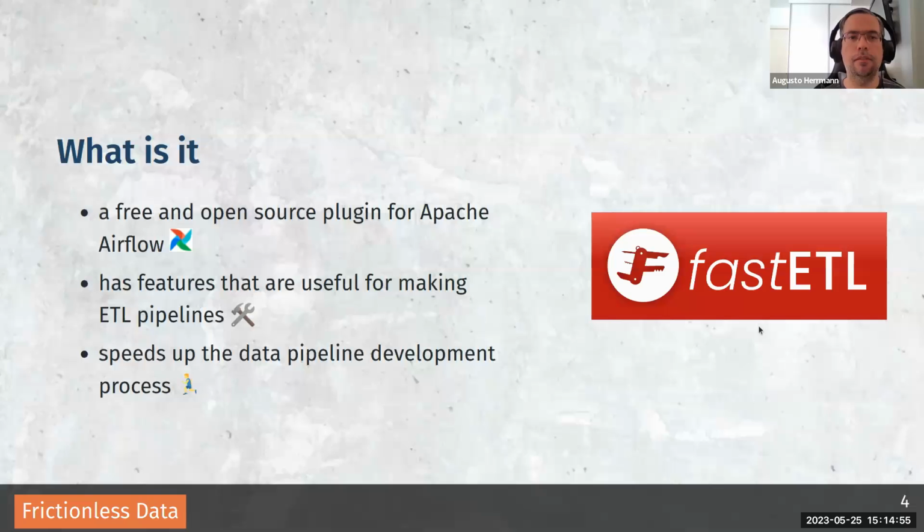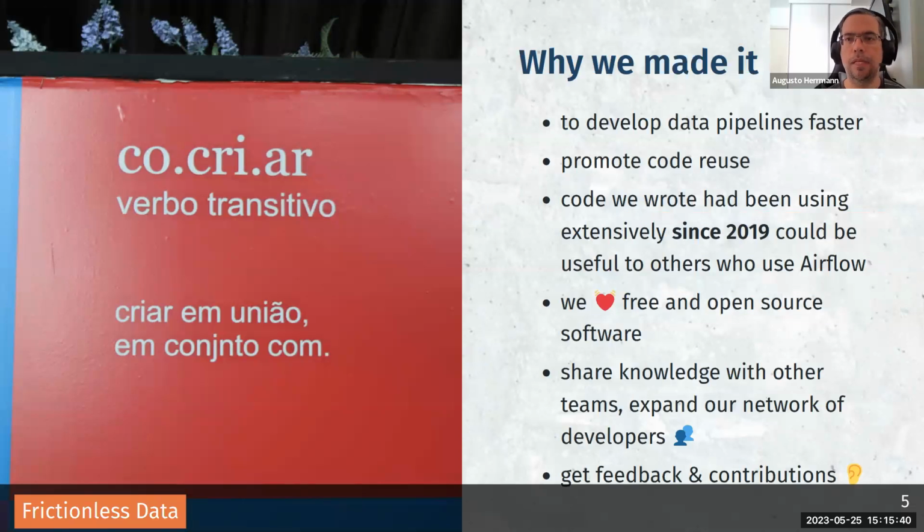About FastETL, it is a free and open source plugin for Apache Airflow, and it has features that are useful for making ETL pipelines, or ELT also, which is some discussion nowadays, whether or not you first load and then transform. We do that a lot as well. It's called FastETL, not because it's particularly optimized for performance, but it speeds up data pipeline development process, because the things that we do most often, we can just call the library and get development done a lot faster. So that's why I made it, and also to reuse code.